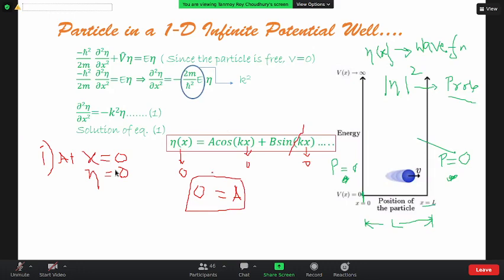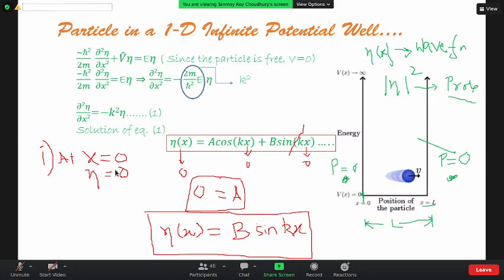Yes, sir. So what are we left with? Now what is the equation? Now finally, since A is equal to 0, eta x would be B sine kx. Do you agree? Yes, sir. Because from the first boundary condition, we have found that A is equal to 0. So eta x now is equal to B sine kx. Only the sine part remains. Now let us put the second boundary condition.